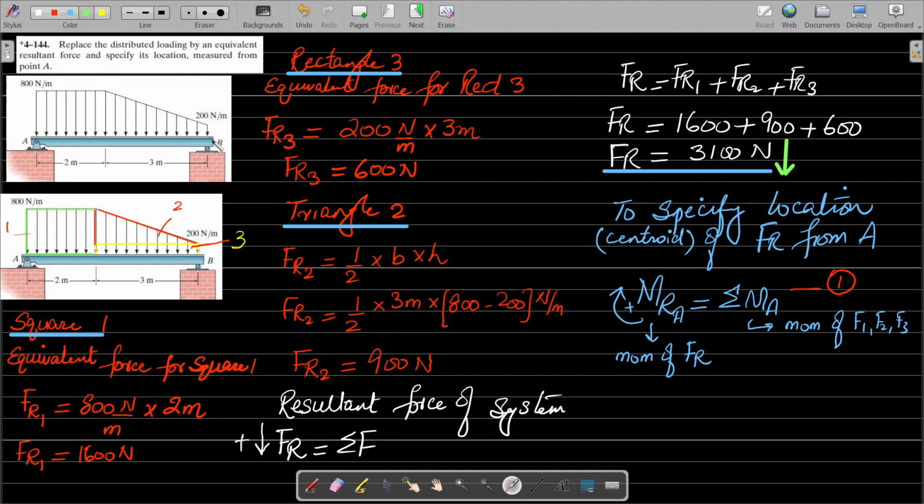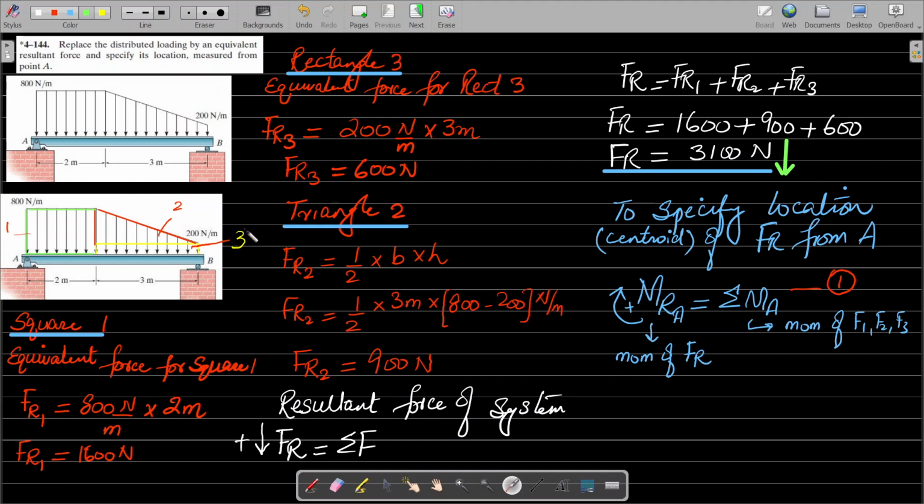The other loading at point B is given as 200 Newton per meter, and the distance from A to this point where this square ends is 2 meters, and from this point to point B it is 3 meters. So this is about the geometry of the figure.